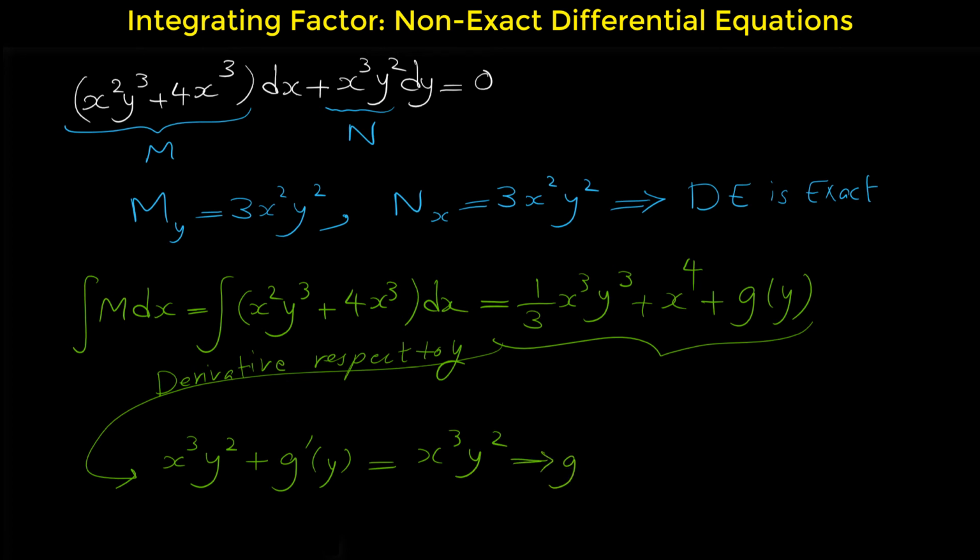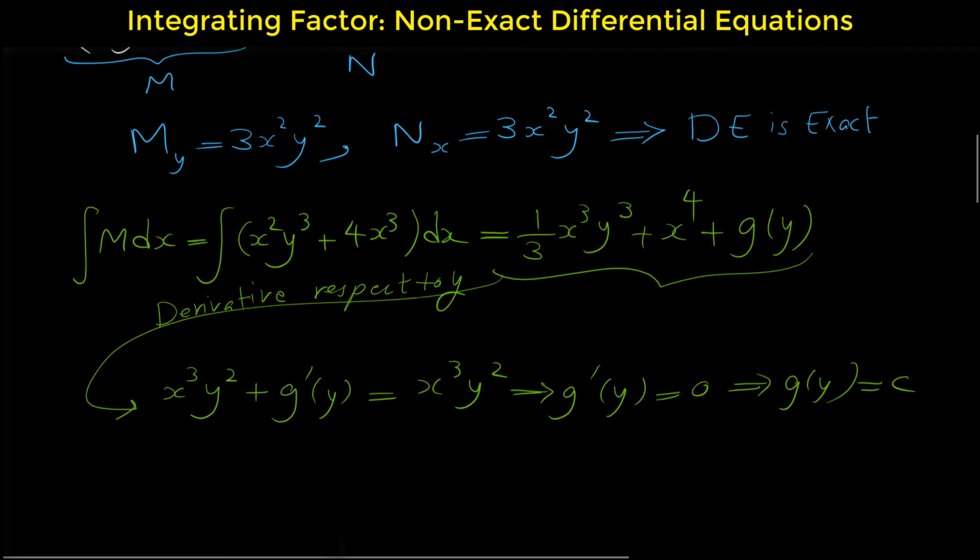From here, g prime of y is 0, which means that g of y is a constant. Note that for finding g of y here, we integrated 0. Integral of 0 is 0 plus c. Because we integrate 0, at least we have to put constant c here. So the function here is a constant function.